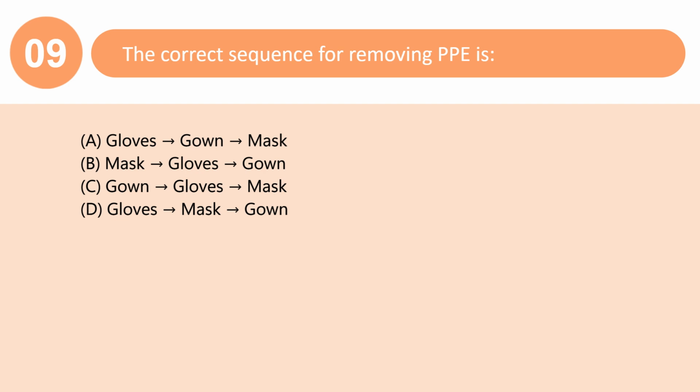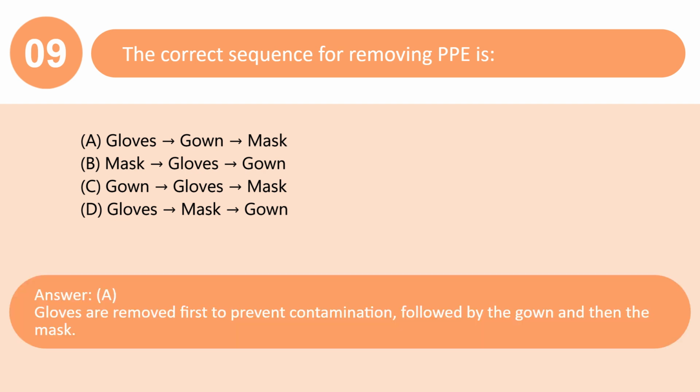Gloves, gown, mask. B. Mask, gloves, gown. C. Gown, gloves, mask. D. Gloves, mask, gown. Answer: A. Gloves are removed first to prevent contamination, followed by the gown and then the mask.